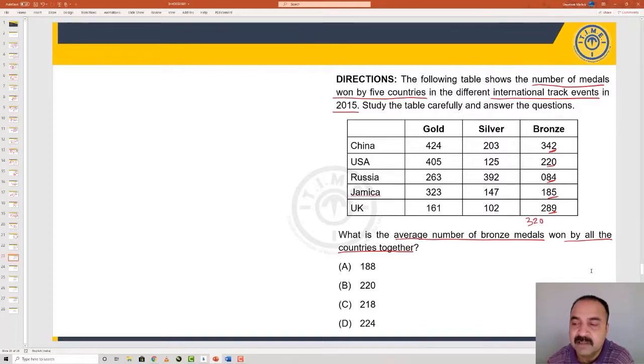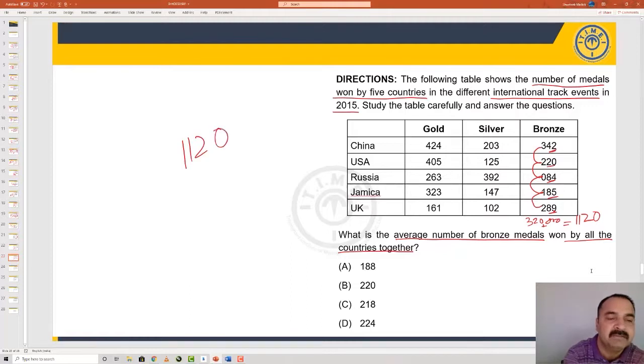So we have 320. Then we have 200, 100, 300, 500 plus 3, 800, plus 800. So these numbers put together is equal to 1120. So the total bronze medals by the 5 countries is 1120. This has to be divided by 5 to get the average number for each country, because there are 5 values that we have added. Here also, though you can easily divide this, that's simple division by 5.